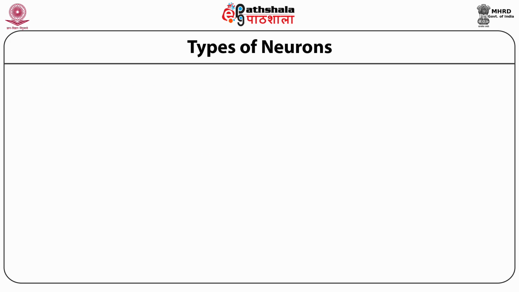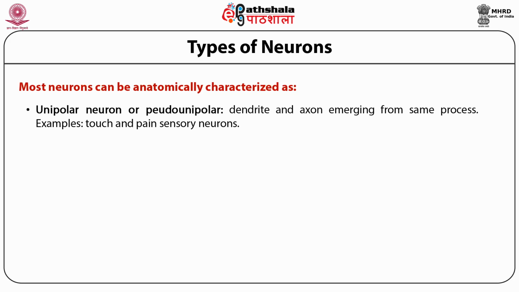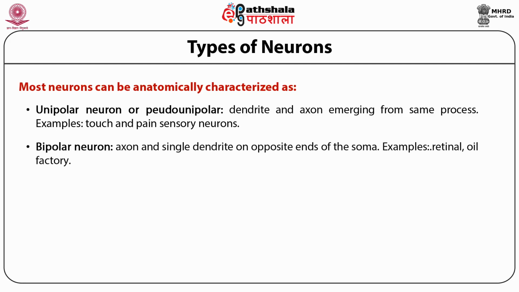Neurons can be of many types. Most neurons can be anatomically characterized as unipolar or pseudo-unipolar. In these, dendrite and axon emerge from the same process. The examples are touch and pain sensory neurons. The second one is bipolar neuron. In these neurons, axon and single dendrite are on opposite ends of the soma. The examples of bipolar neurons are retinal or olfactory neurons.